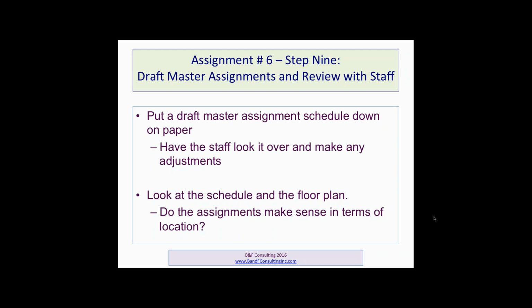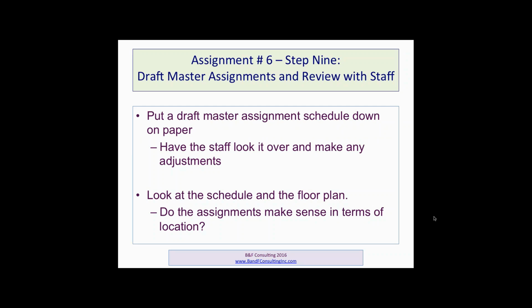As the leader, you'll take on assignment 6. Using the information that people have given to you from the staff rating the residents and the work preference areas, put together a draft master assignment schedule on paper. Share it with your staff and make any adjustments necessary.